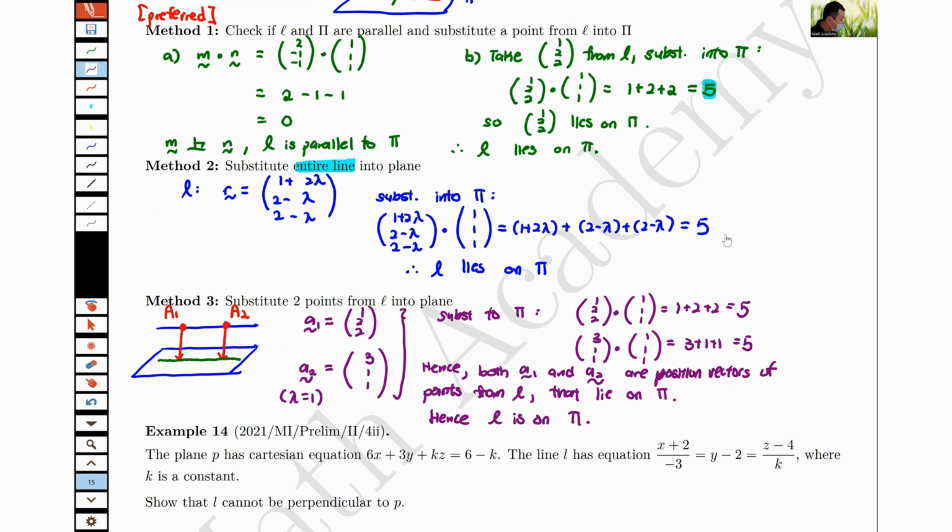Okay, but you should know that the main check should be based on the first method. Always try to check for parallel first, then take a point from L to check if it's on the plane. The other 2 methods we should use only if the question forces us to do so.